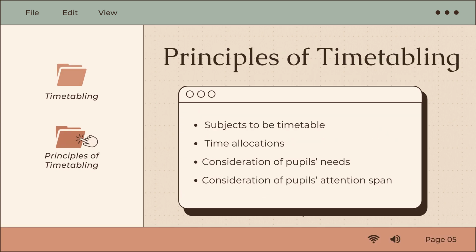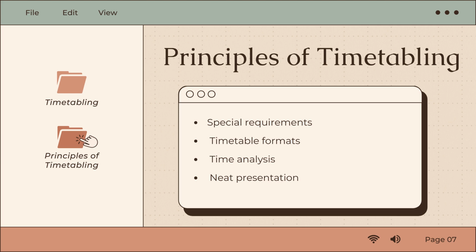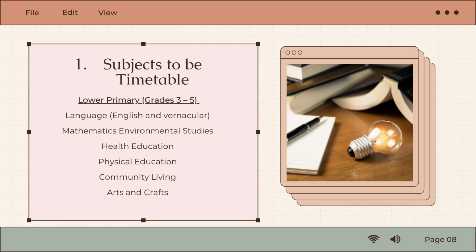So before we construct a timetable, there are certain principles or guidelines which must be considered in developing a multi-grade timetable. So here are subjects to be timetable, time allocation, consideration of pupils' needs, consideration of pupils' attention span, high and low concentration subjects, a fixed time, establishing routine, flexibility of the timetable, special requirements, timetable format, time analysis, and neat presentation. So the first principle is subjects to be timetable.